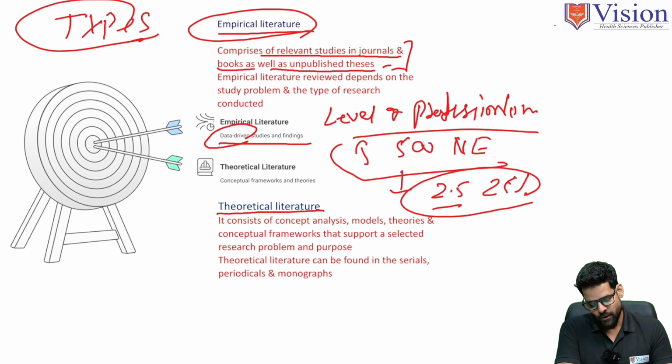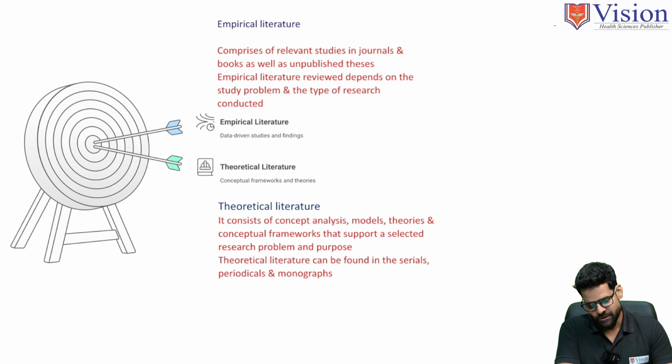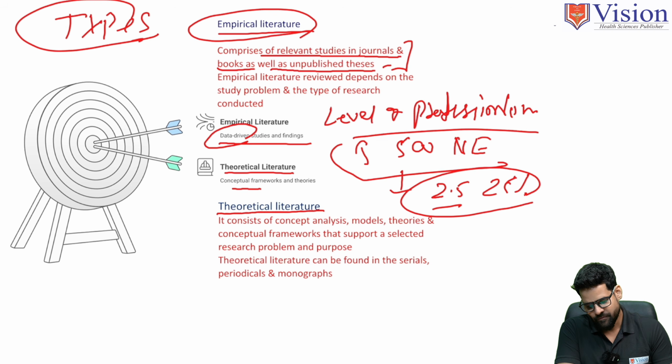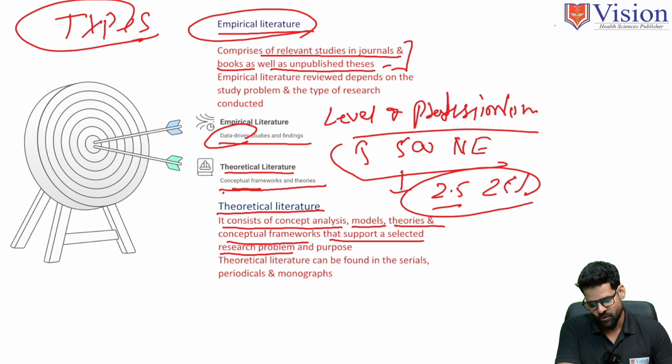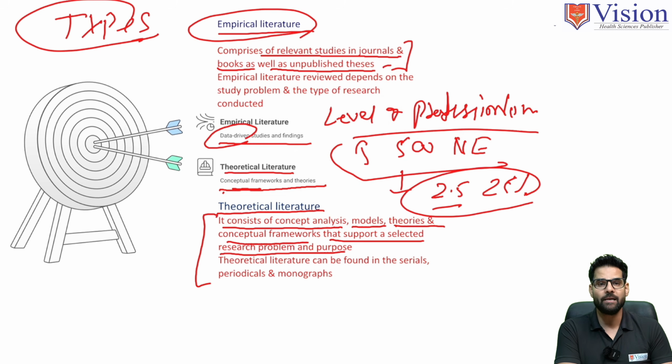Now, what is theoretical literature? Theoretical literature consists of conceptual frameworks and theories. It consists of concept analyses, models, theories, and conceptual frameworks that support the selected research problem and purpose. Basically, you'll find theoretical literature while writing the introduction part of your research.